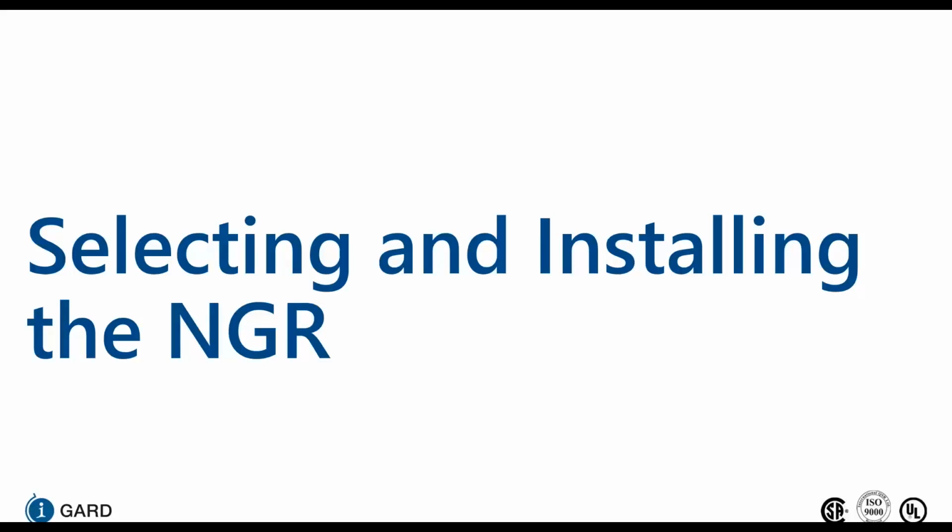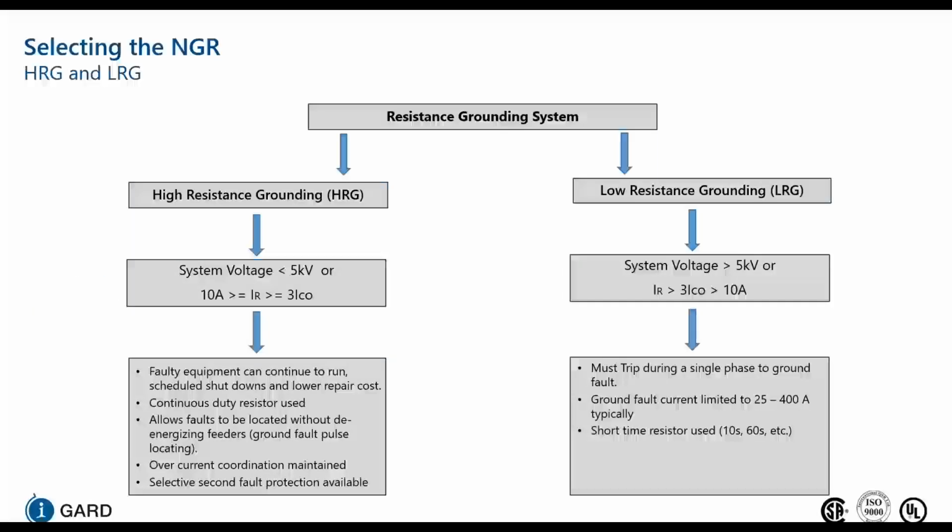So, selecting and installing a neutral grounding resistor. The first thing any designer should do is determine what type of grounding system they have or would like to have. Look at all the pros and cons of a solidly grounded system, a resistance grounded system, and an ungrounded system. You can still choose to have an ungrounded system, but this is the first decision in any installation. If you choose a resistance grounded system, you can choose between a high resistance grounded system or a low resistance grounded system.